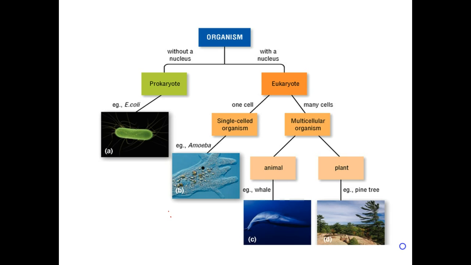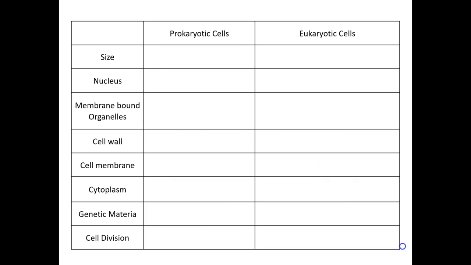We can see here a flowchart showing the different types and complexity. We can break it down: almost all prokaryotes are single-celled or unicellular organisms, and eukaryotic cells can be both singular and multicellular. The reason is that the complexity of the eukaryotic cell allows for greater diversity of cells and cooperation between them. So just a quick comparison.